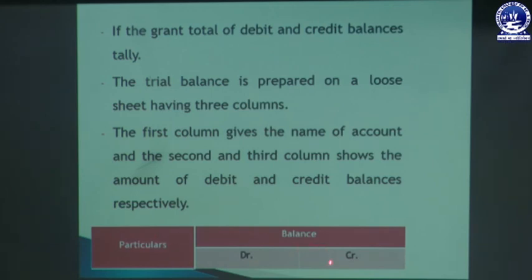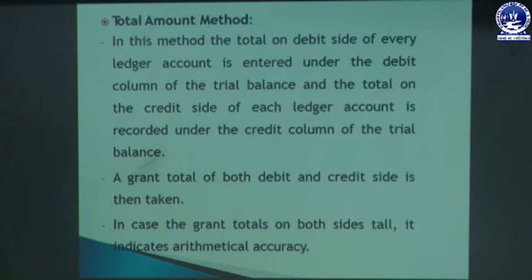This is shown in the following format. The particulars column shows the various types or names of the accounts, and the balance, where the first is the debit balance and the second is the credit balance. One account shows only one balance, and that balance should be taken into consideration.